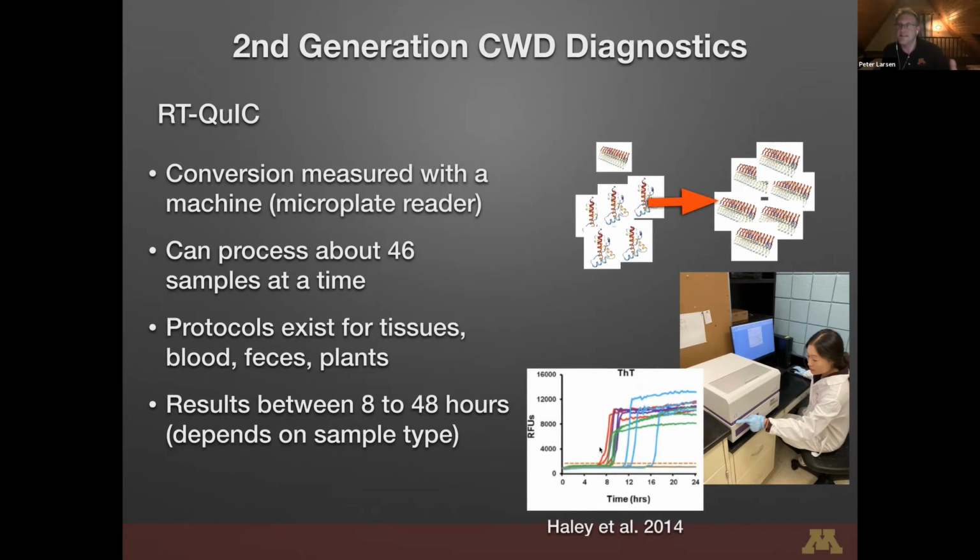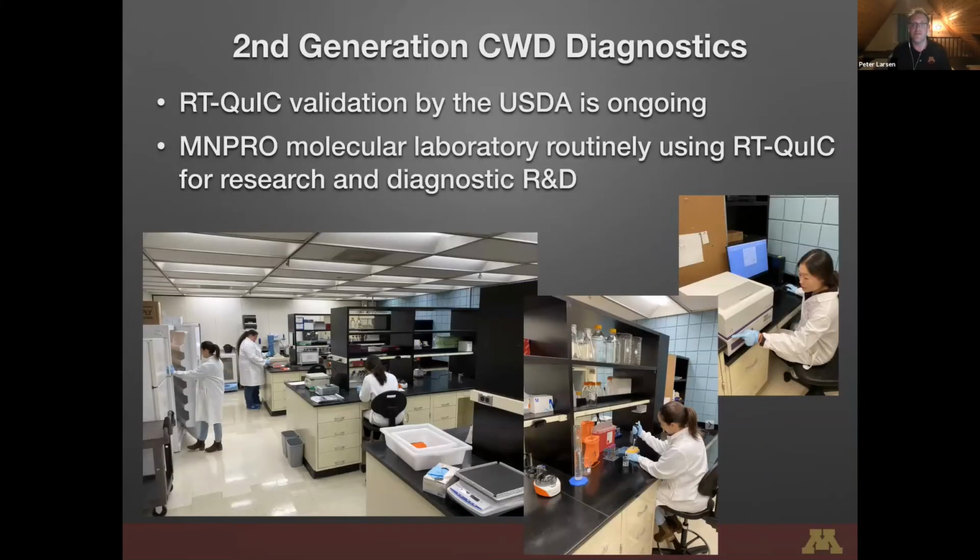Results depend on the sample type. RT-QuIC will work for a lymph node. You can detect positive samples within this 8 to 9 hour time frame. Using blood or feces, it can be longer. It may be over a day using the current methods. But our prion lab has about 4 microplate readers now, and we're routinely using RT-QuIC pretty much every day now for research and diagnostic development.